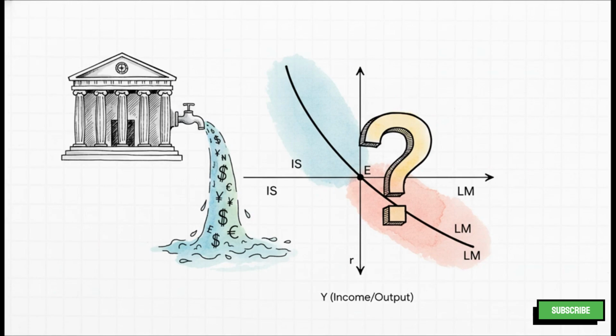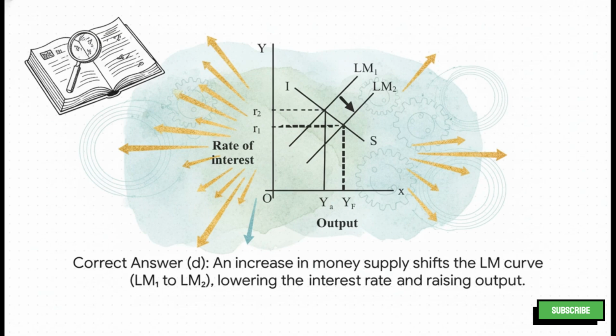Now for a question from the IS-LM model. In an IS-LM analysis, what is the result of an increase in the money supply? Will the IS curve shift to the right, the IS curve shift to the left, the LM curve shift to the left, or will the LM curve shift to the right? The right answer is D.